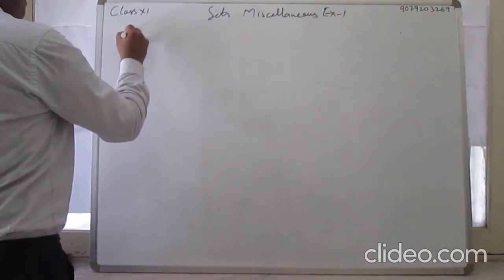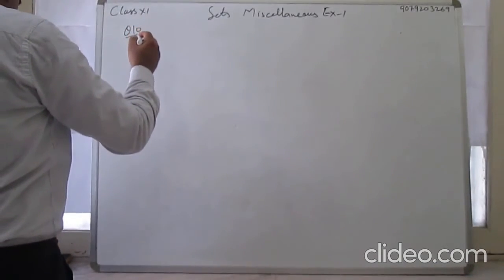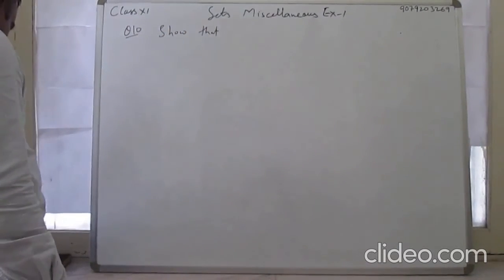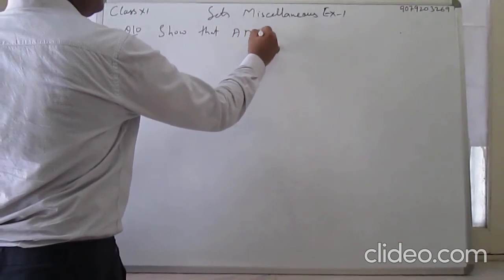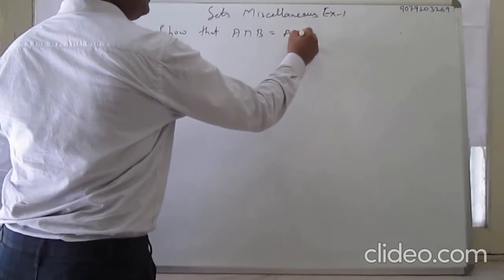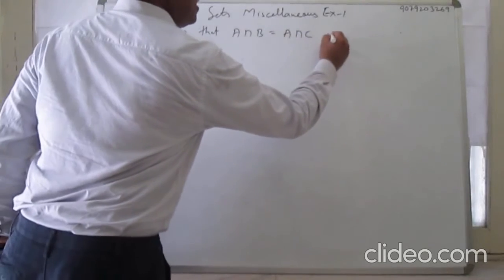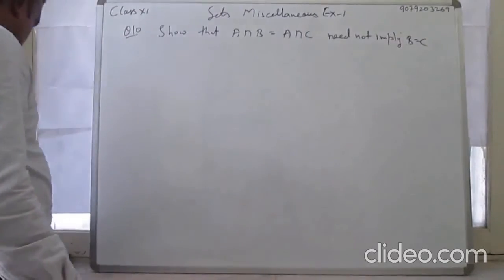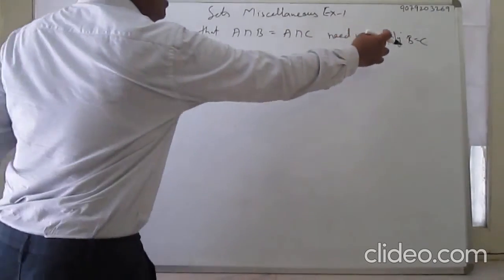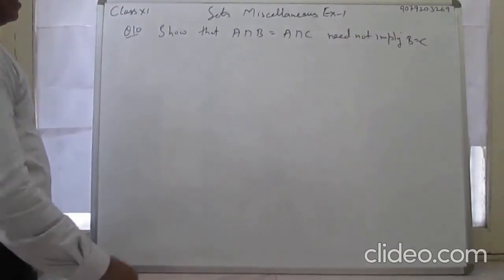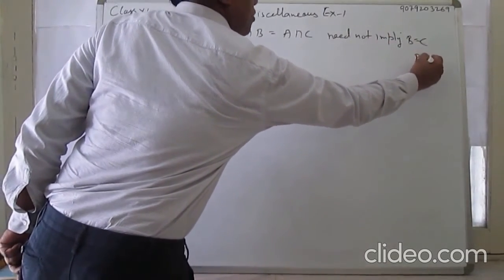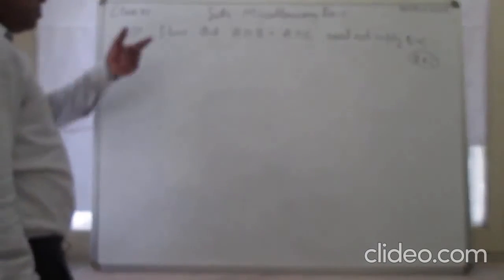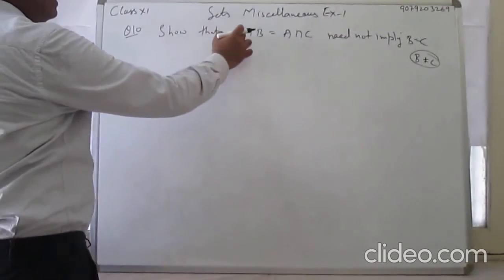Question number 10. A intersection B is equal to A intersection C need not imply B is equal to C. Need not imply, B is equal to C is not necessary for this to hold. So what will we prove? Even if B is not equal to C, this can hold. Now I can solve this question with an example by taking sets A, B and C.